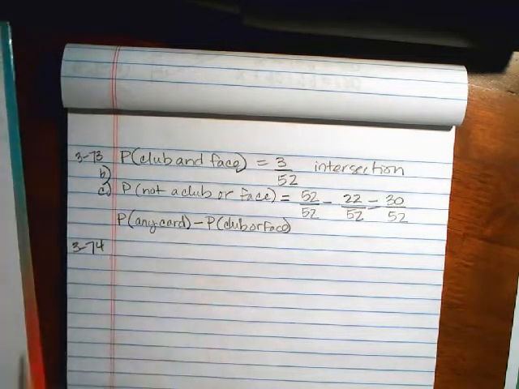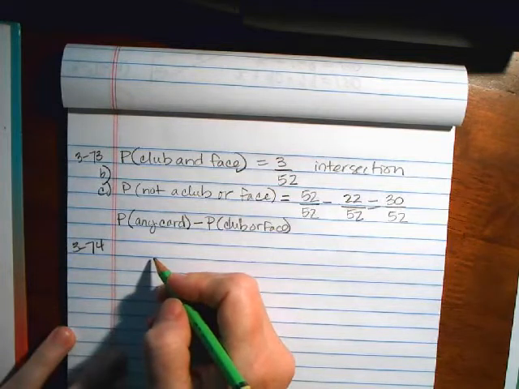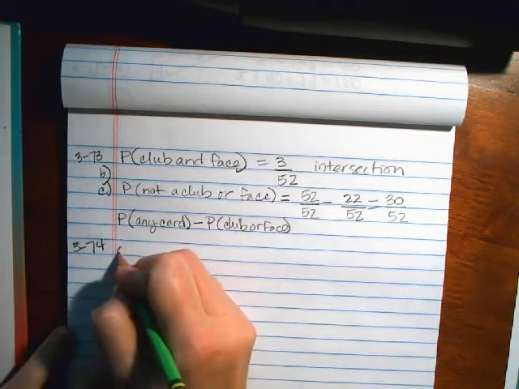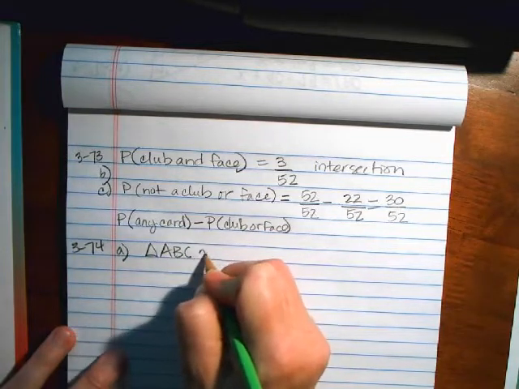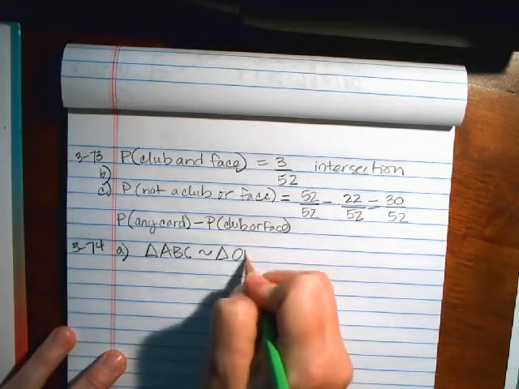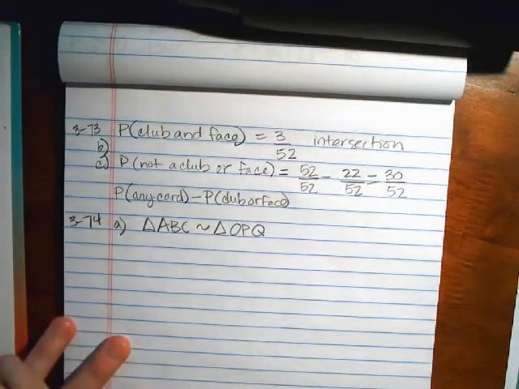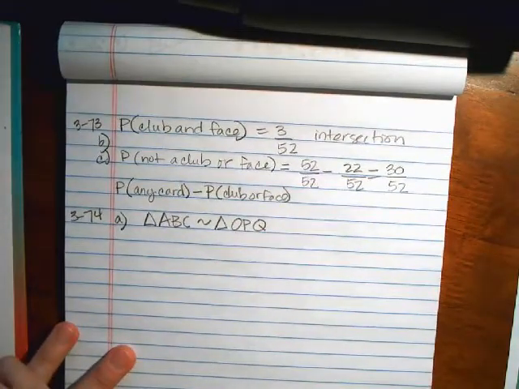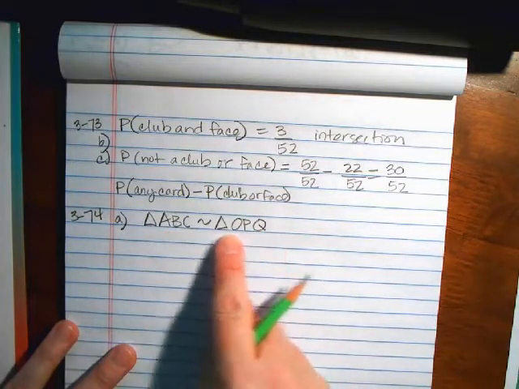374, solve for the missing lengths. So I'm going to say we don't have to draw these, but I do want you to write that statement. Triangle ABC is similar to triangle OPQ. We didn't get as much practice with this as I would have liked. We had to stay on schedule, but I'm going to take this statement.